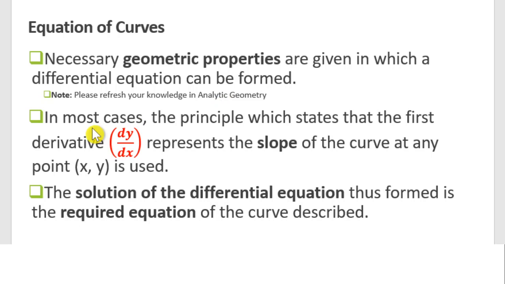So in most cases, the principle which states that the first derivative represents the slope of the curve, dy over dx represents the slope of the curve at any point xy. So later on, I will show to you what does that mean. As long as you know that the slope of the curve, which is more likely a variable m, can be equated to dy over dx, such that you now have a differential equation formed.